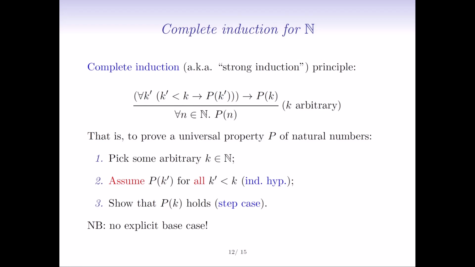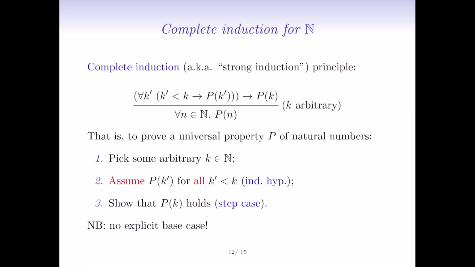But in fact, this premise here implies that we have to show that P is true of 0. In the case where k is equal to 0, of course, there are no smaller k prime. And that means that in order to show that P holds of 0, this assumption becomes trivial. We actually don't get to assume anything. We get to assume that P is true for all numbers smaller than 0, but there are no such numbers. And then the conclusion is that P holds for all numbers n. We can see that this premise includes the fact that P must hold of 0.